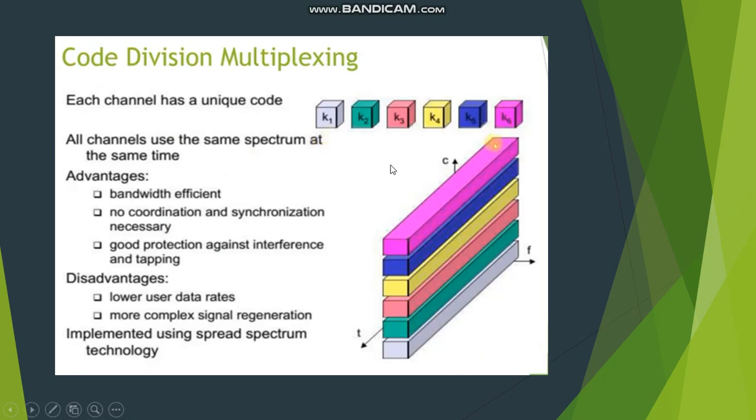So this is the diagram for code division multiplexing. So as you can see, there are frequency bands which are available. So suppose K6 को हमने allot किया, so K6 will be using all these frequencies. Then K5 can be using the same frequencies, but the codes will be different. So advantage, disadvantage is same as what we have discussed.